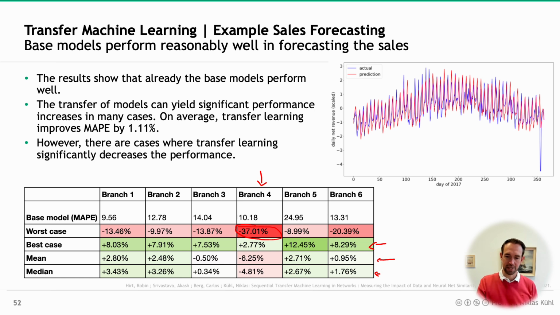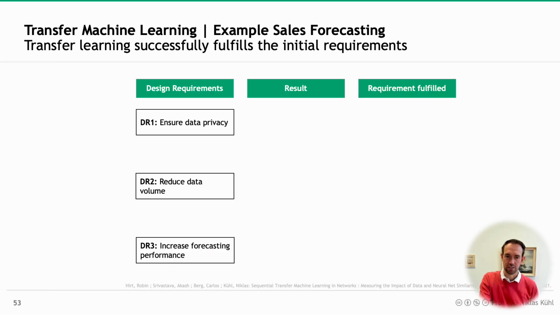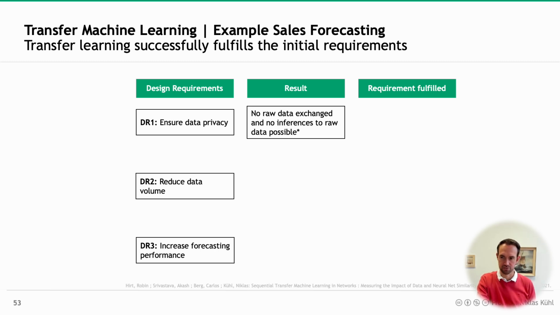But let's first come back to our design requirements where we initially started with. So ensuring data privacy, reducing data volume, and increasing forecasting performance. Well, first of all, no raw data was exchanged and no inferences to the raw data are possible, with the small hint that this is still up for discussion, right?